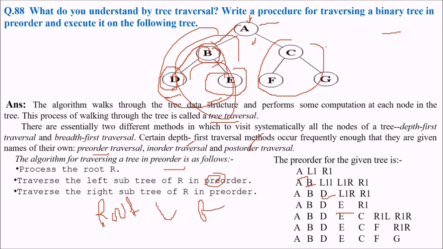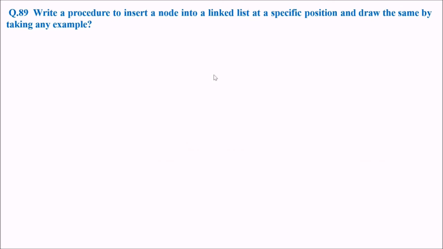So this is done. Now we come to the right subtree. As we reach here, C is the root of F and G, so we take C. Then we go to the left, that is F, so we take F, and then right, G. Left, right, so F, G. This is the pre-order traversal of this tree.